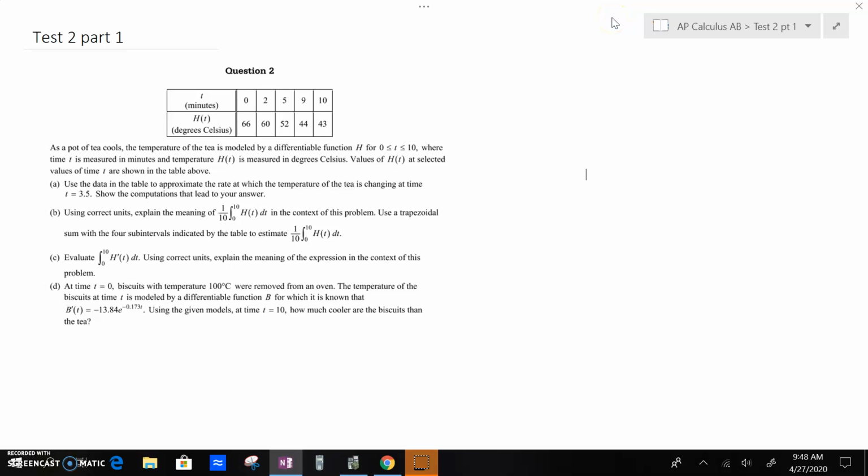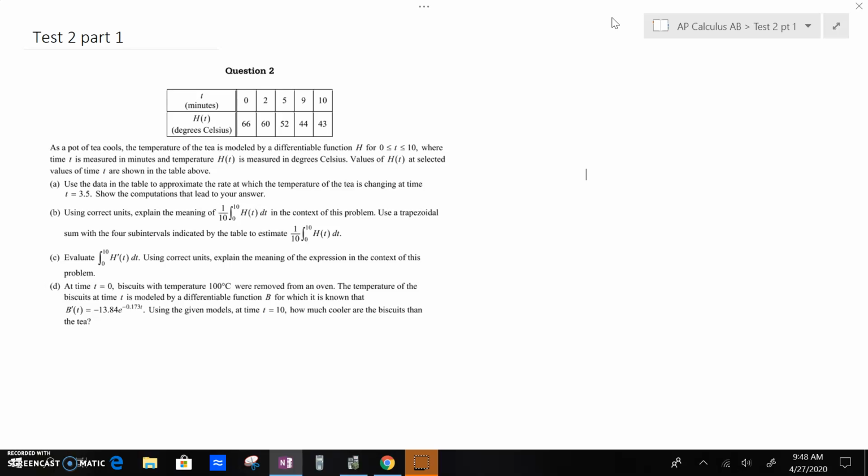Okay, so this is a walkthrough on the second question on part one of the free response test that we're doing. So test two, part one, question two. You're given a table of information for time from 0 to 10 minutes, and then we're given degrees temperature of a pot of tea. So we've got a pot of tea cooling, and obviously it can be anything that's cooling off or heating up, and AP has actually used different items over the years.